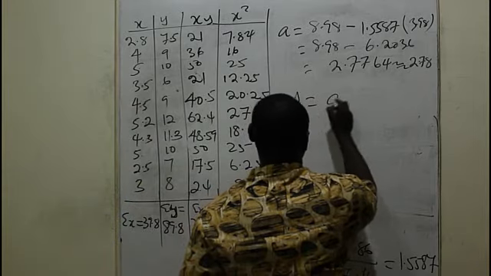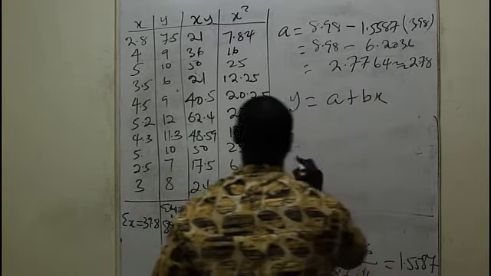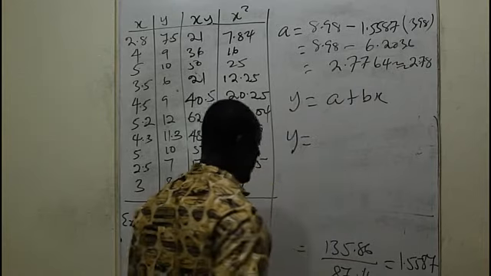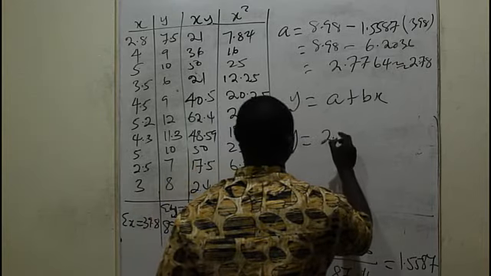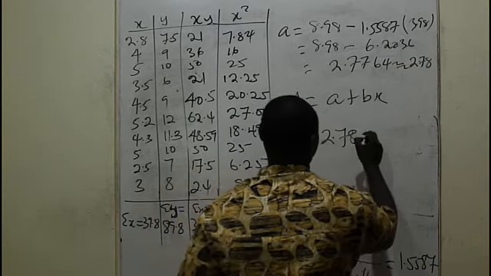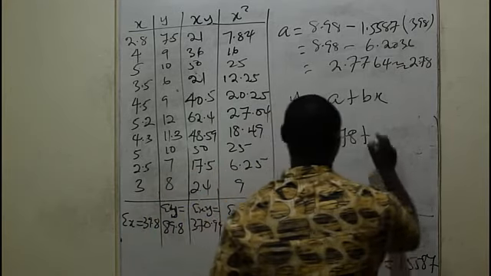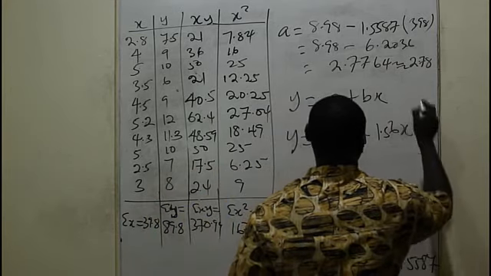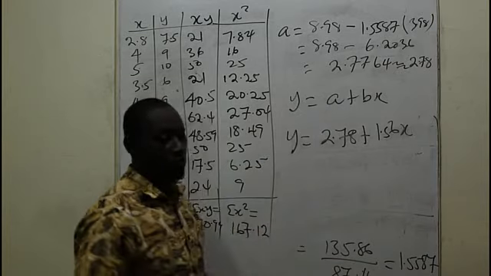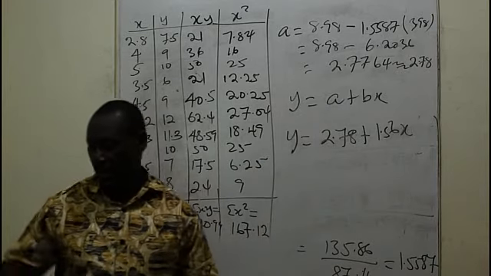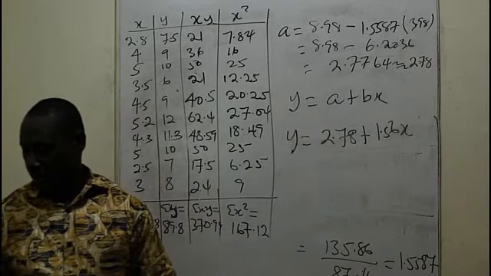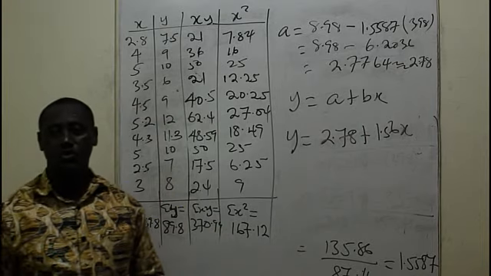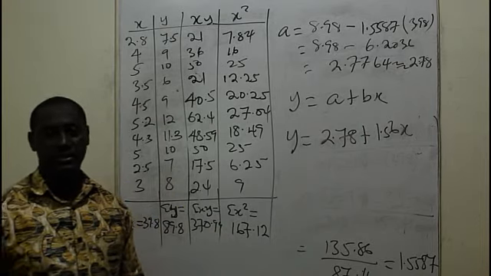So in our equation, y is equal to a plus bx. We are going to have y equal to a, 2.78, plus b, 1.56, times x. When you do that, you get the same answer as we did for the first one. So please, we can go by the two methods to get our answers.